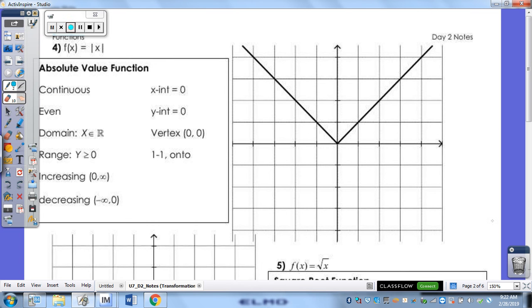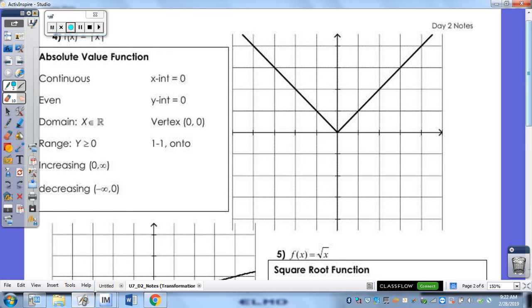So we got our absolute value function next. Again, still continuous. It's an even function. We're symmetric over your y-axis. Domain is everything. Range is y is greater than or equal to 0. Increasing, again, the other way to write that would be x is greater than 0. Decreasing would be x is less than 0. x-intercept, y-intercept 0. Vertex 0, 0.